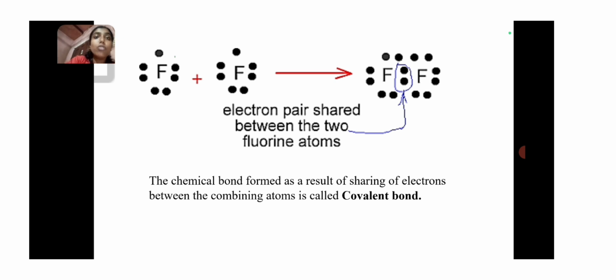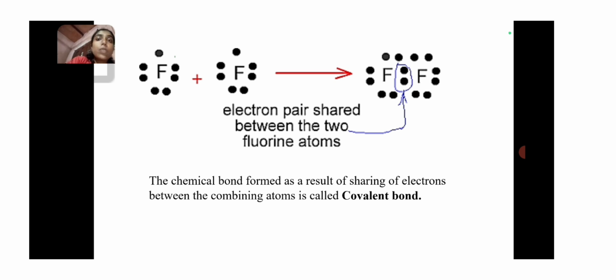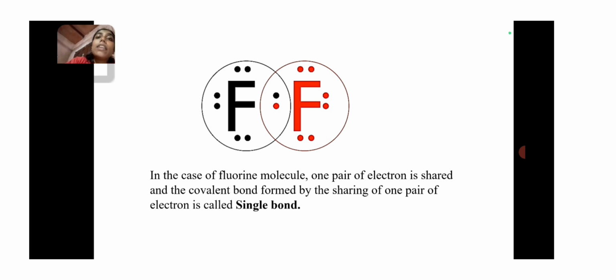So in case of fluorine also, fluorine is having an outermost configuration of 2,7, that is it needs one more electron in order to attain a stable gas configuration. Two fluorine atoms combine with each other to form a fluorine molecule, and here one pair of electrons is being shared. The covalent bond formed by the sharing of one pair of electrons is known as single bond.